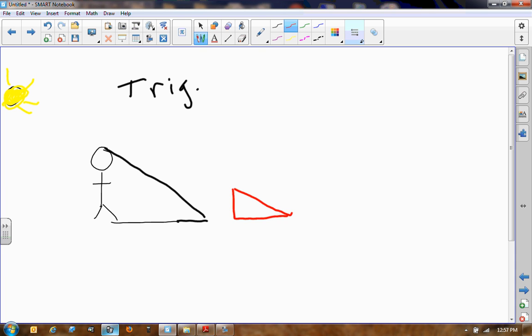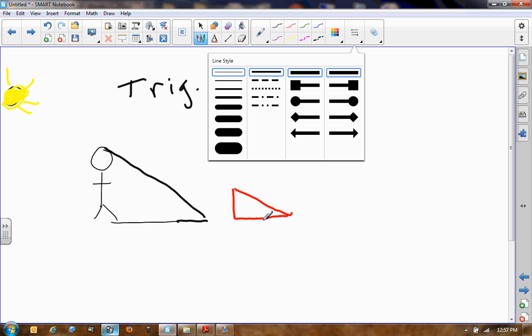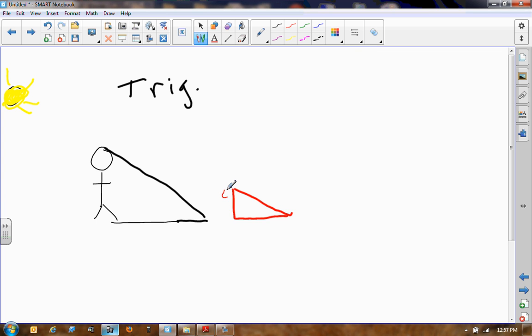Now they're very smart people, Babylonians and the Egyptians. They realize, hey, wait a minute. These are similar triangles. And they know from their studies that similar triangles have the same angles. Right angle, right angle. Angle theta. This is called a theta, by the way. Looks like a circle with a line through it. And we'll call this one angle beta, or angle B.